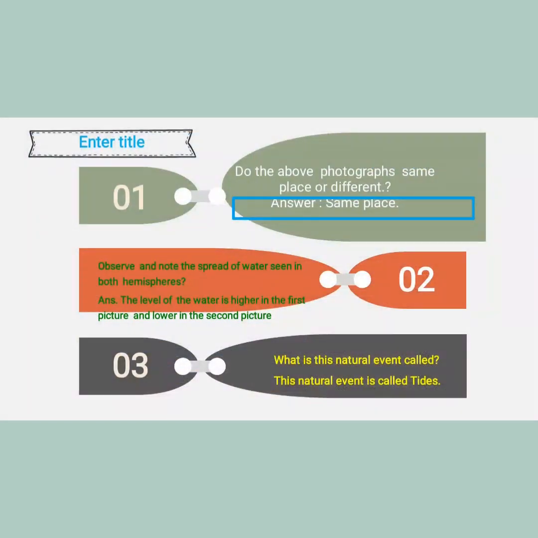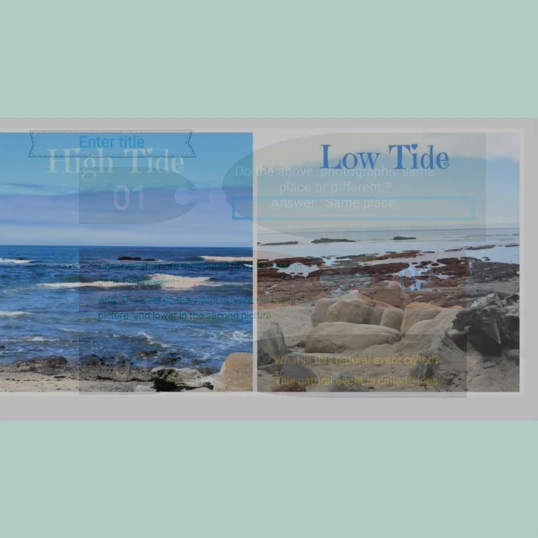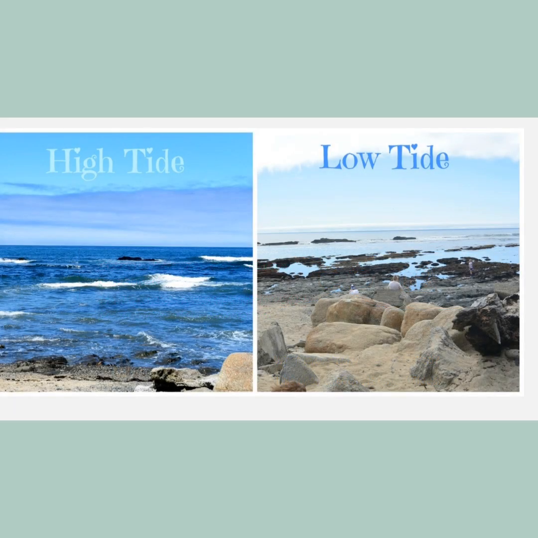Now in Clara's Creation, you must have seen many videos or short reels on oceans, rivers, seas, or even ponds. So we are going to learn something related to water. It is a geographical factor that is concerned with water and water bodies like rivers, oceans, and seas. Here you can see the photograph is of the same place. Now observe the photograph and note the spread of water seen in both. What can you observe? The spread of water, how do you see?